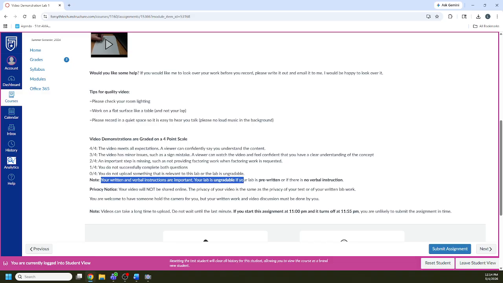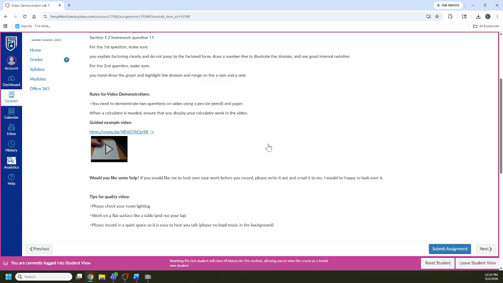Your lab is not gradable if it's pre-written, meaning like instead of working out the question on camera, you have everything written down first and now you're just sort of dancing around the page looking at it. Or there's no verbal instruction. You actually talking while you're writing is important. So I'm looking for both written and verbal instruction. I have a video here talking about it. So these are big deal things.